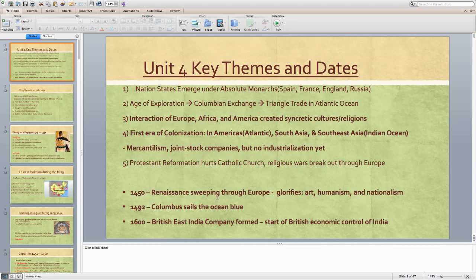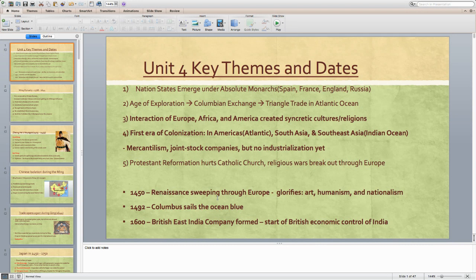Down at the bottom, some dates for reference. We still have the Renaissance sweeping through Europe. That's relevant because the Renaissance shows the emerging middle class, and it shows that we have money in Europe that can be used by the middle class for whatever ventures, and some of those ventures include joint stock companies. And we see some of our first most powerful examples of colonization are going to be joint stock companies.